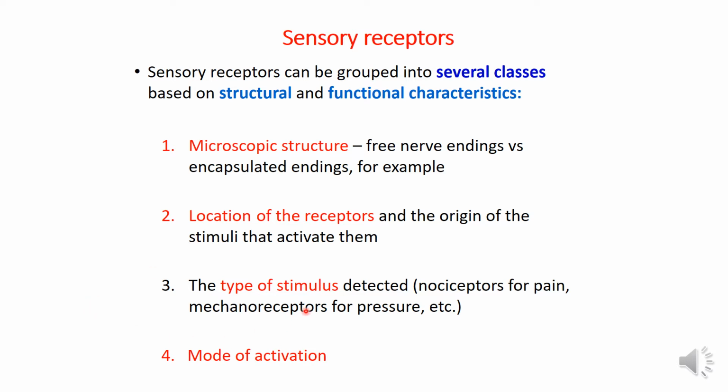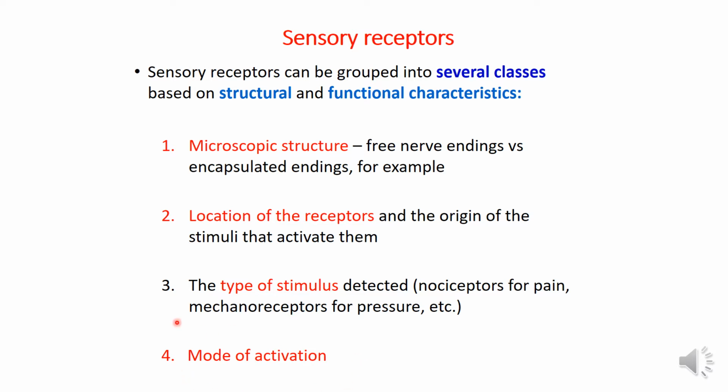We have classification according to the type of the stimulus. We have thermoreceptors stimulated by thermal energy. We have chemoreceptors stimulated by chemical energy. We have baroreceptors, mechanoreceptors stimulated by changes in blood pressure. We have stretch receptors stimulated by stretch, as mechanoreceptors.